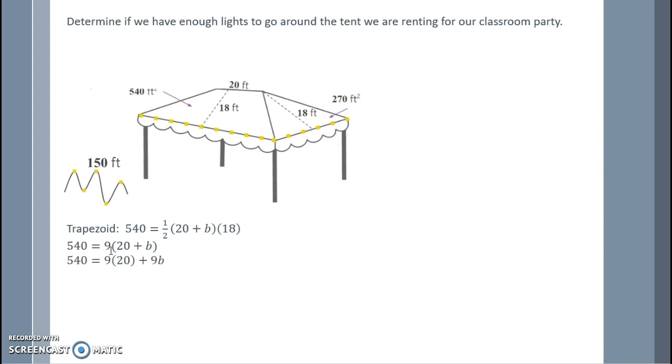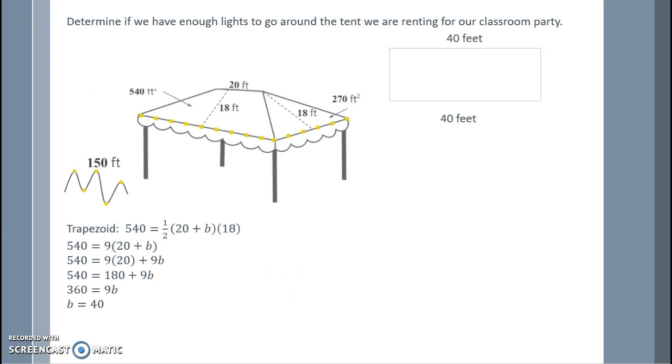I then know, using the distributive property, that 9 times the quantity of 20 plus b will be 9 times 20 plus 9 times b, giving us 180 plus 9b. Using the inverse of addition, we subtract 180, giving us 360 equals 9b. The inverse of multiplication is to divide, so the base is 40.